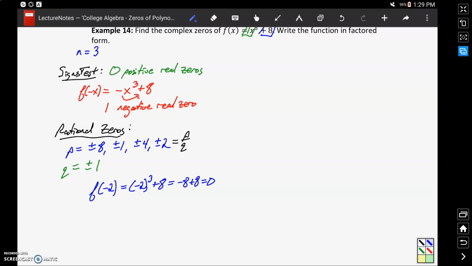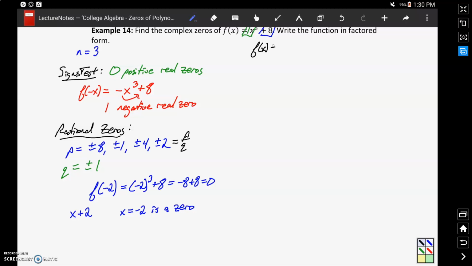Going back to the factor theorem, this tells us, since we plugged in negative 2 and got a result of 0, that dividing that polynomial by x plus 2 would leave us with a remainder of 0. So x plus 2 is a factor of our function f of x, which means that x equals negative 2 is a 0 for this given polynomial function.